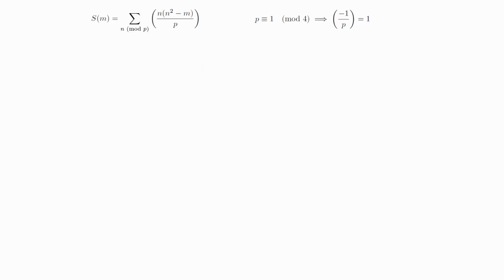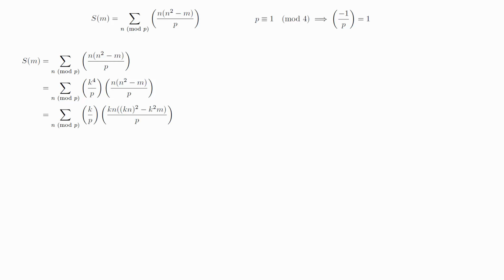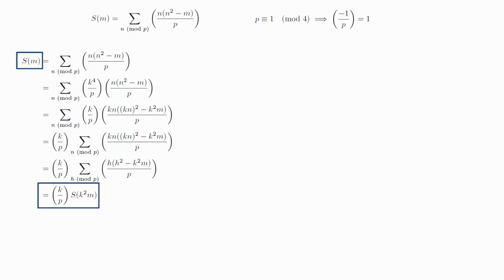We are going to return to the original equation and show that s of m has a functional relationship with itself. Suppose k is an integer such that k is not congruent to 0 modulo p. Then k to the fourth on p is equal to 1, and we can multiply this through without changing the values. After using the multiplicative property of the Legendre symbols a couple times, we end up with a form that suggests a variable change. Let h equal kn, and notice that as n runs through all the values in a complete residue system modulo p, so does h. And this gives us the functional equation.